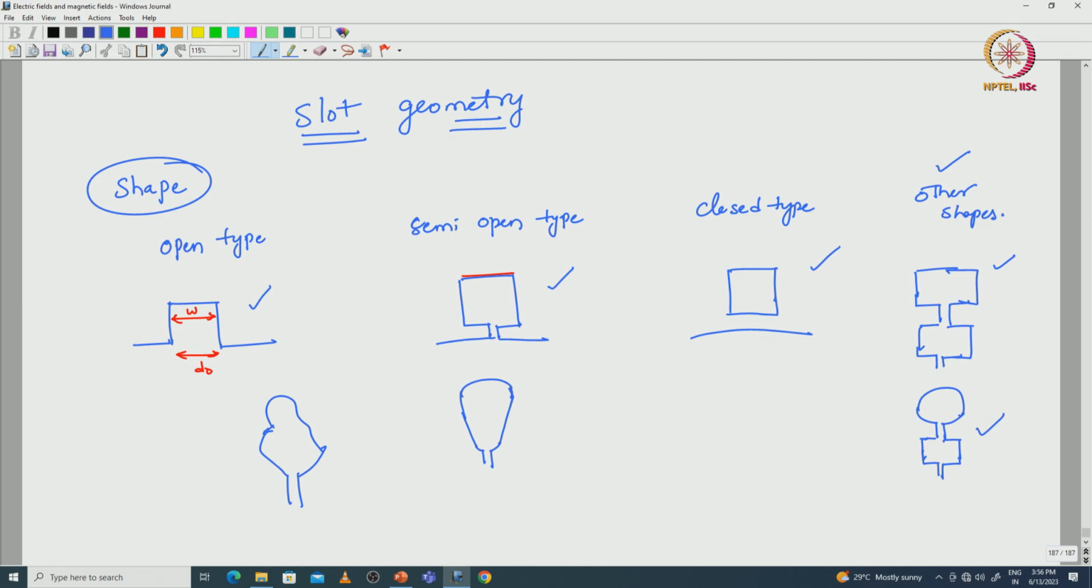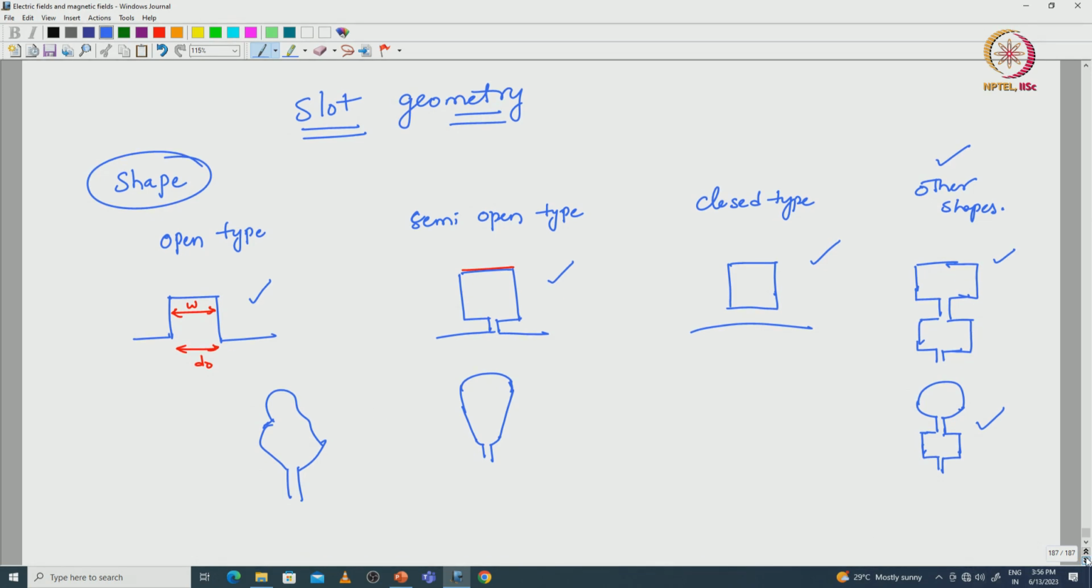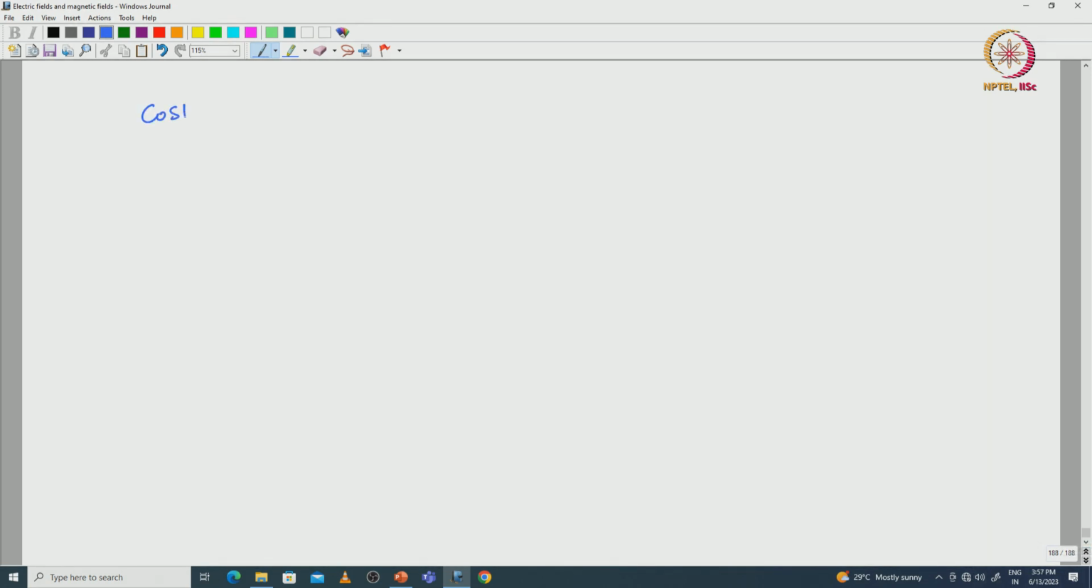But what are the constraints to select this type of slot shapes? First constraint is with respect to the cost. If we design a random slot shape, the cost of the stamping will be high. If we design a slot shape with respect to the available stampings, then the cost of the lamination or cost of the stamping will come down. That is with respect to the cost.